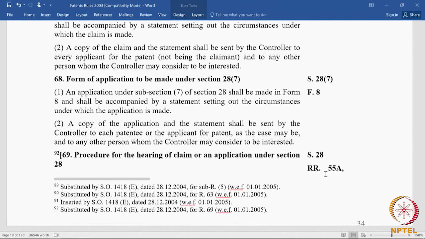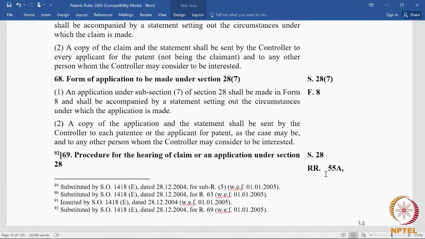So, in 68 again for the certificate, now 68 pertains to 28(7), which is to rectify an error which has already been carried out, and the person who requests is asking for a certificate. So, he does the same thing, he files form 8, and because he is a third party, there is a statement. So, understand that a statement is required when you have not already been a party to the proceeding. You are a third party, a statement is required. Applicant, no statement. Applicant along with the aggrieved inventor, no statement required. So, statement is required because you are a third party entering into the proceeding.